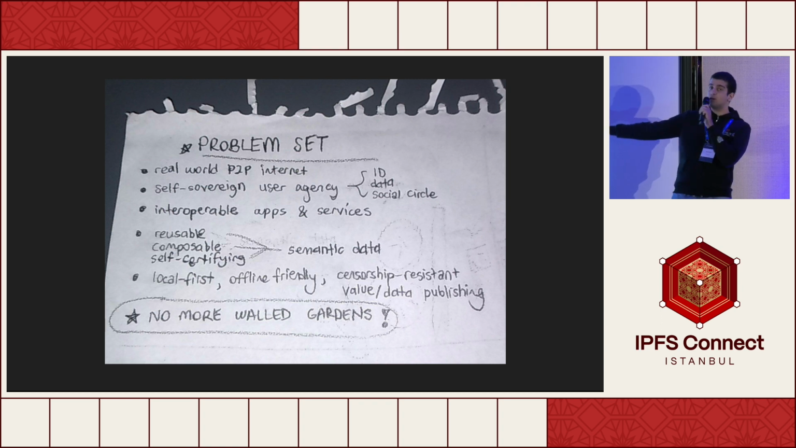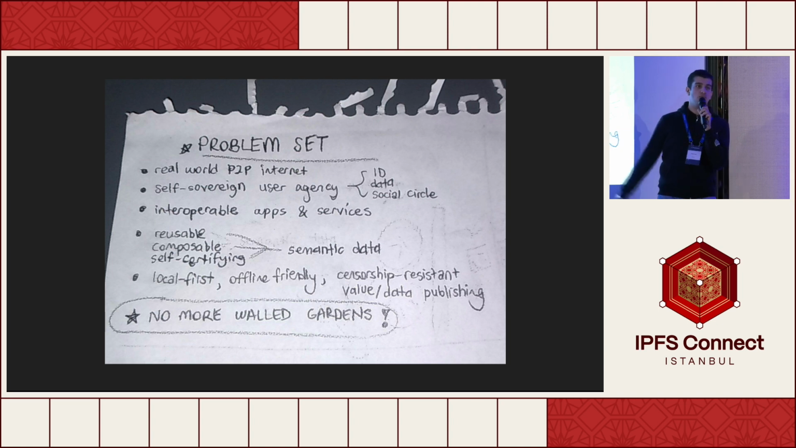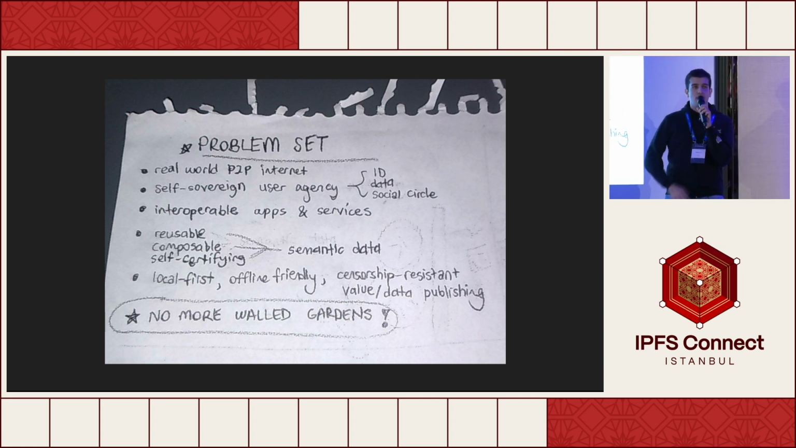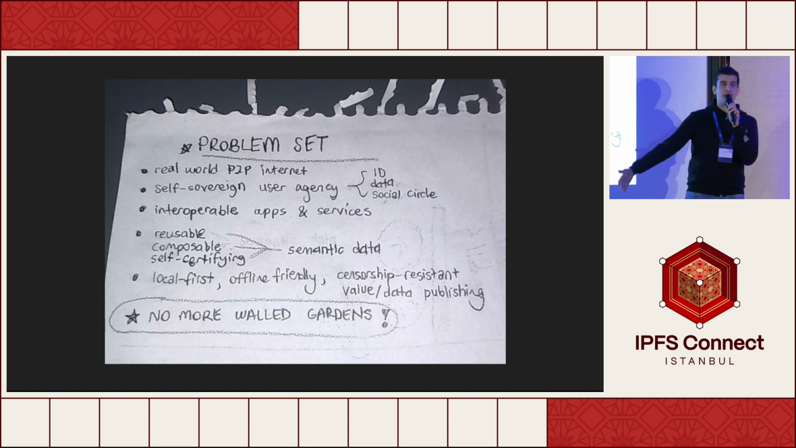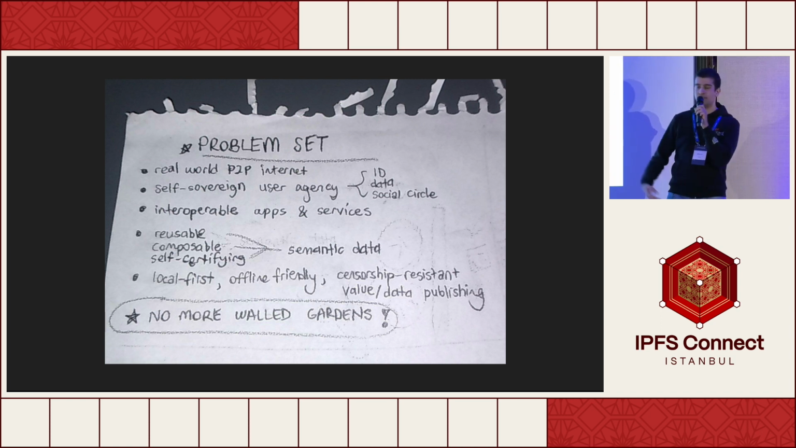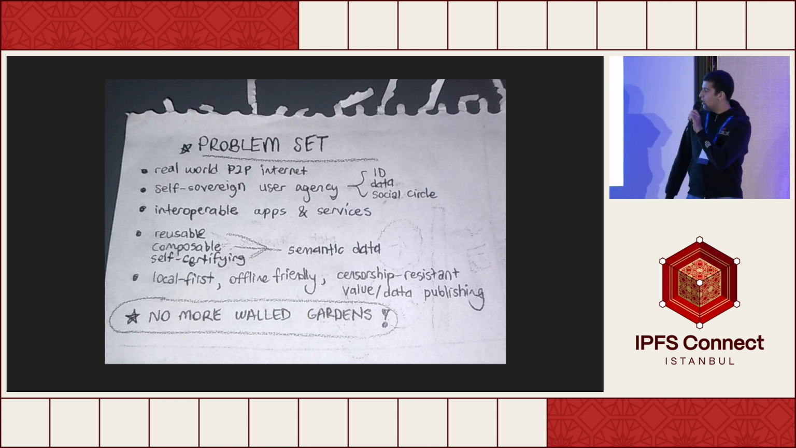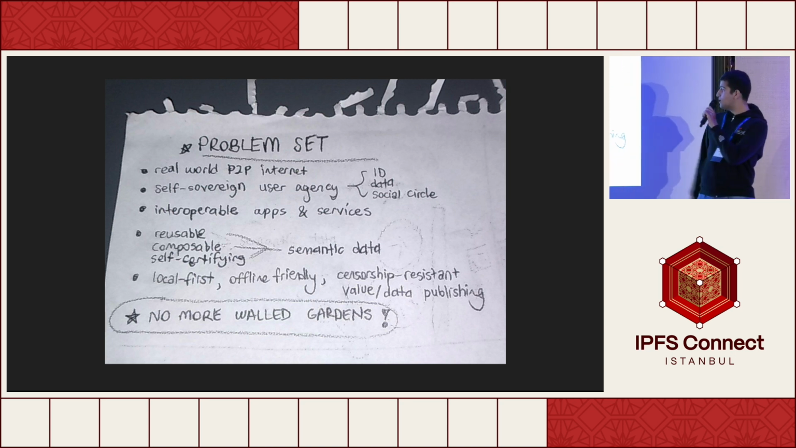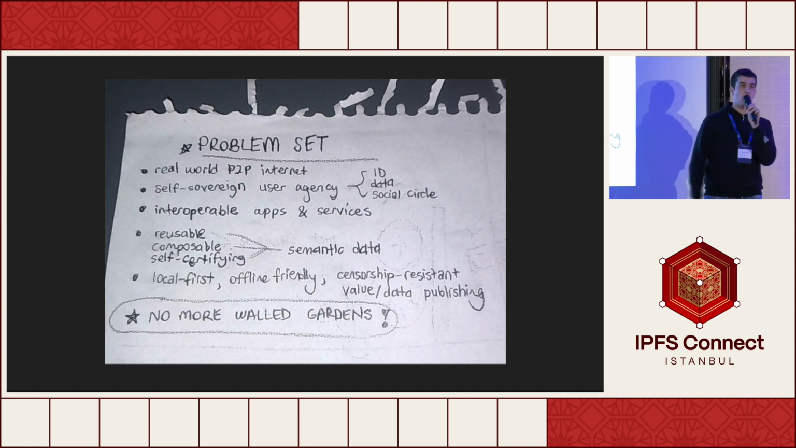We want reusable, composable, and self-certifying semantic data, and pick up what the Web 3.0 movement kind of failed to take into the mainstream with their semantic data thing. We're trying to do this with the help of other protocols and technologies that were developed in the industry in recent years. Also, we want local first, offline friendly, and censorship resistant value and data publishing. And no more walled gardens.